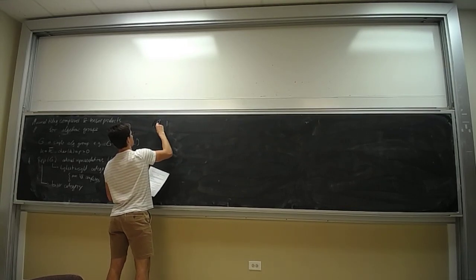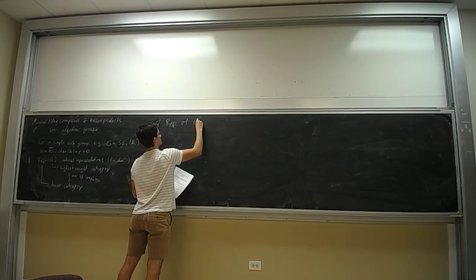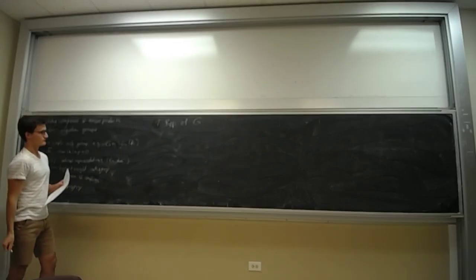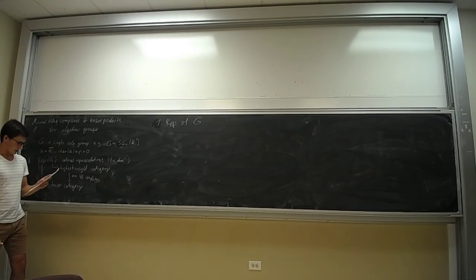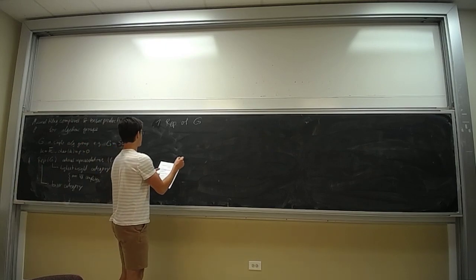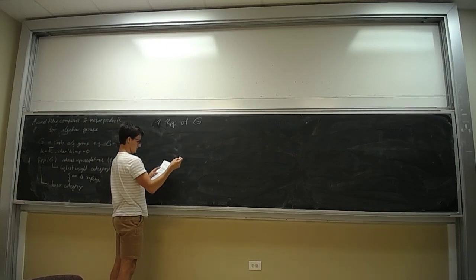Okay, so first, I want to tell you some things about representations of G, and I want to remind you of what a minimal tilting complex is. So first, this group that we're looking at comes with some data.